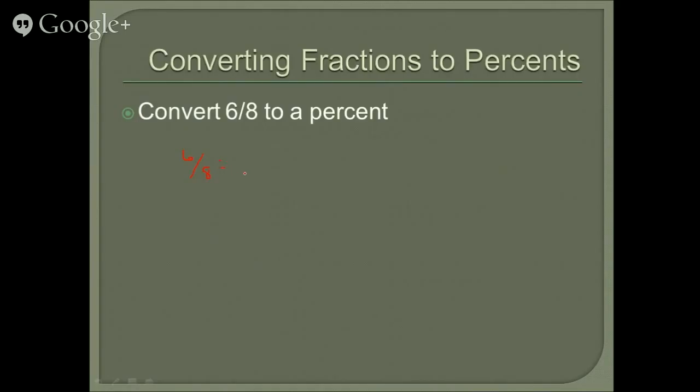So then we take this 0.75 and we change it to a percent. How do we do that? Multiply by 100, which gives us 75, and we add the percent sign. Yes. When you're changing a decimal to a percent, you can either multiply by 100 or move 2 places to the right.